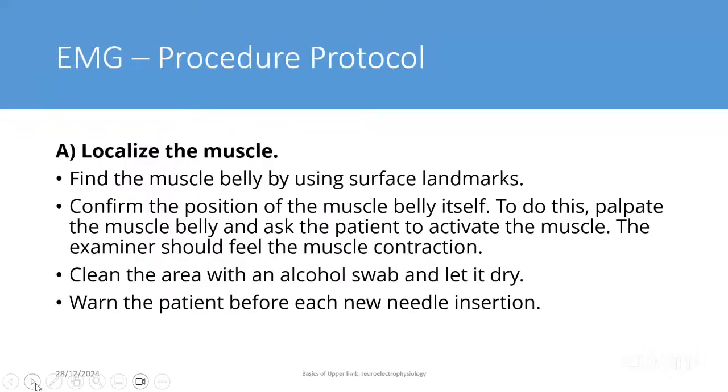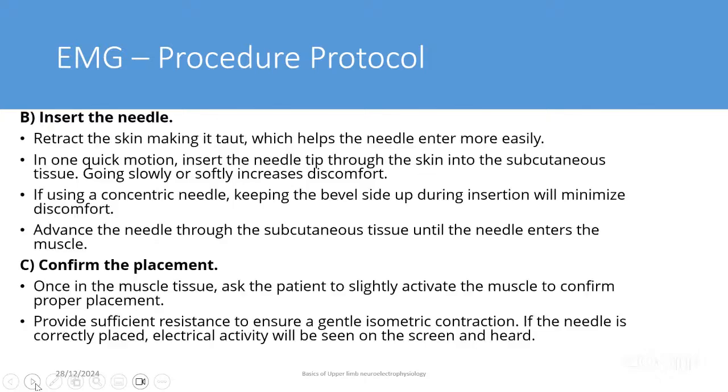Find the muscle belly by using the surface landmarks. Surface anatomy is very important. Confirm the position of the muscle belly itself. To do this, palpate the muscle belly and ask the patient to activate the muscle. The examiner should feel the muscle contraction. Clean the area with an alcohol swab. Warn the patient before each new needle insertion. Retract the skin, making it taut, which will help the needle enter more easily.